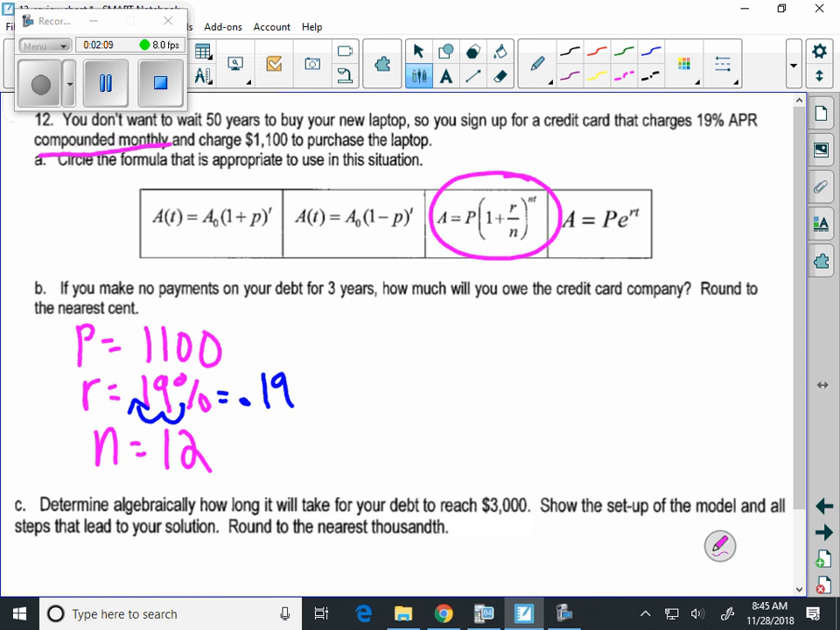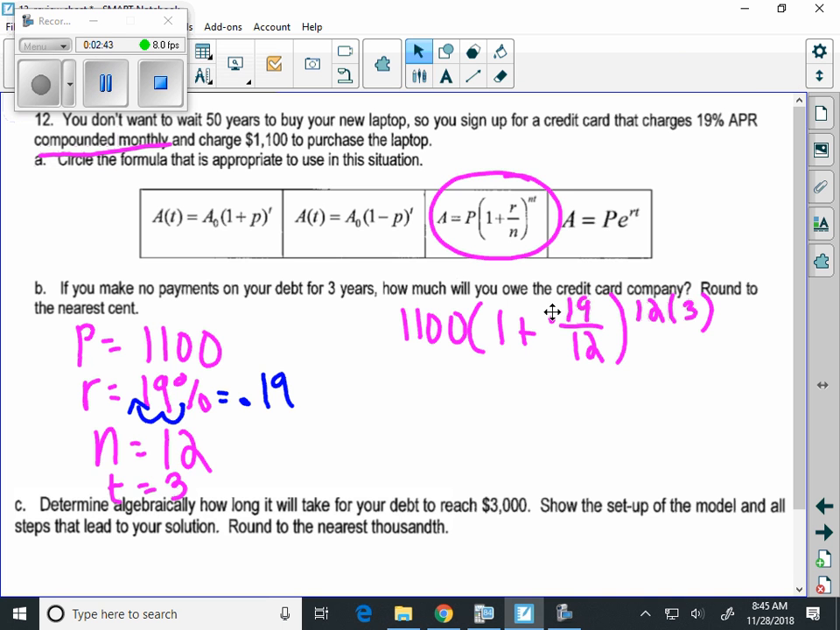And then it says, if you make no payments on your debt for 3 years, how much money do we owe the credit card company? So let's use 3. Again, if we pick the right formula, then we've got it made, because we're going to fill it in. 1,100 times 1 plus 0.19 divided by 12 to the 12 times 3.